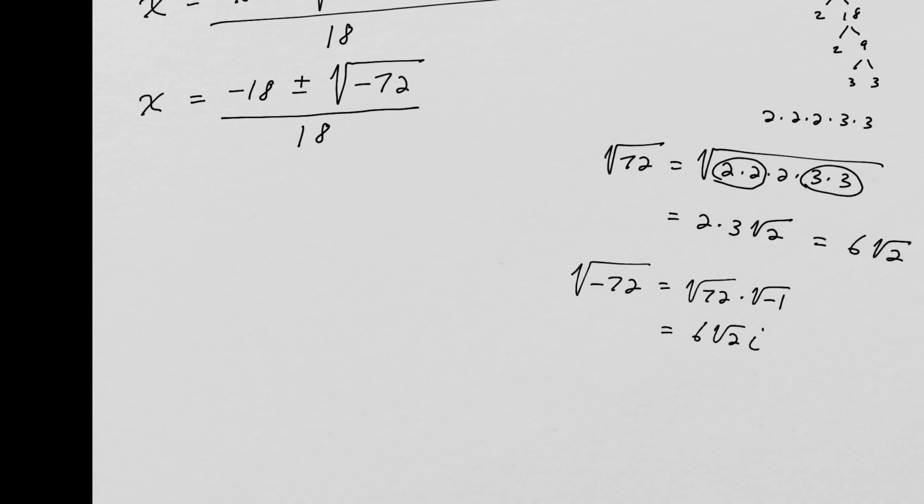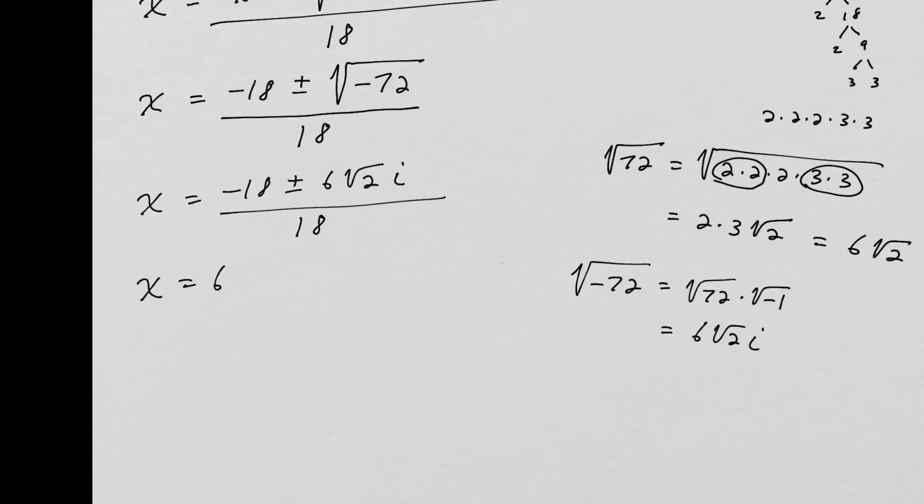Okay, so if I go back here, minus 18 plus or minus 6 radical 2 i all over 18. And then I can simplify a little bit further because it looks like a 6 is common to both terms in the numerator. So I could pull out a 6, and I'm left with, well, 6 times what will give me negative 18? I need a negative 3. And then 6 times what will give me 6 radical 2i? Well, just a radical 2i, right? If you were to distribute this back, you'd get where we started.